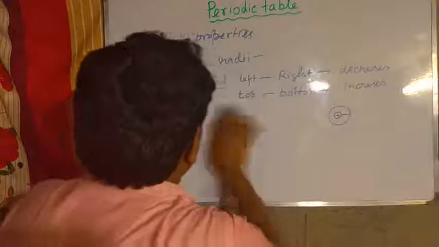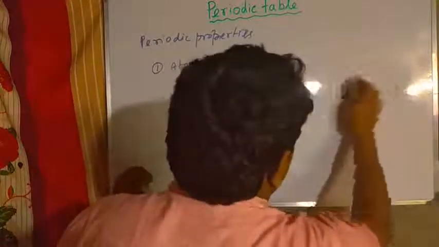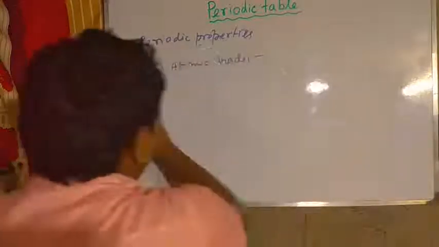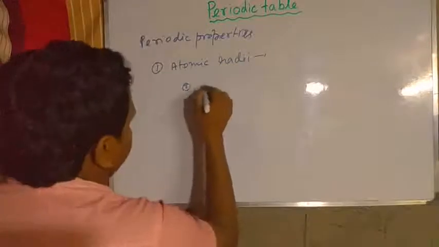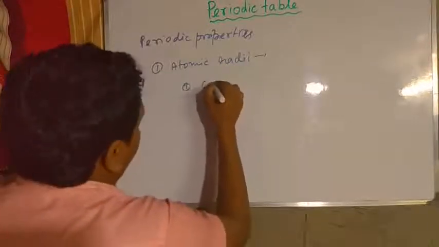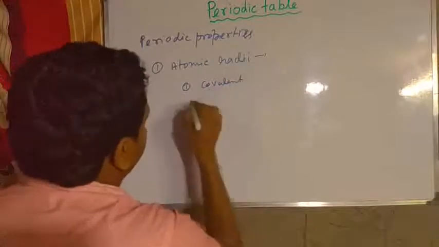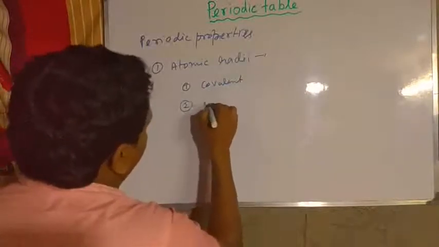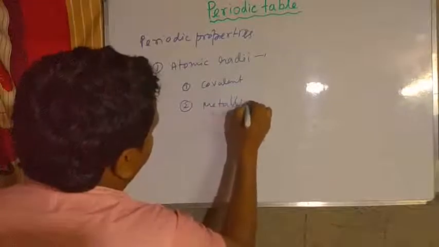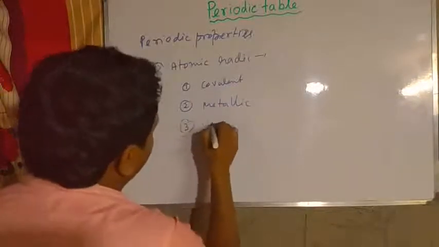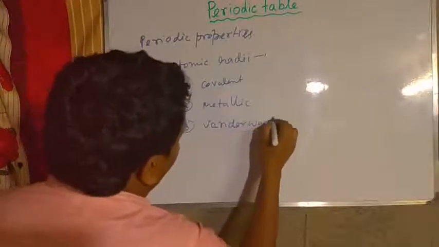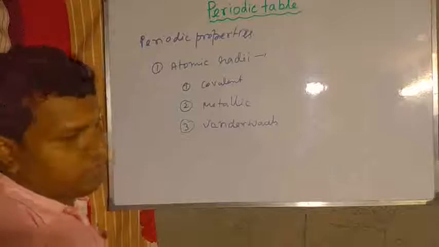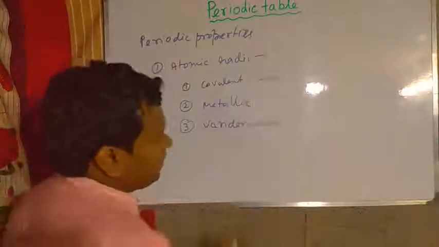Next, atomic radius in different compounds. The atomic radius is of 3 types. First, covalent radius. Number 2, metallic radius. Number 3, van der Waals radius.